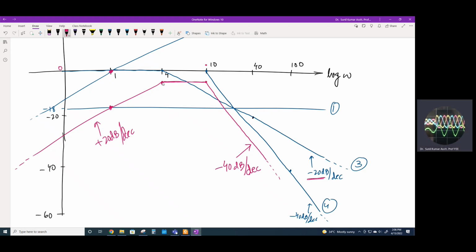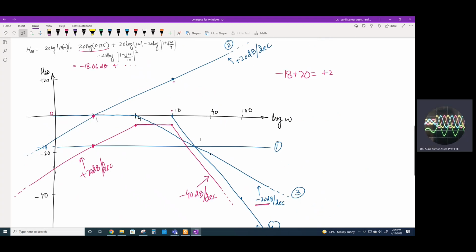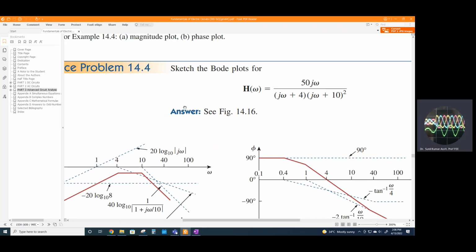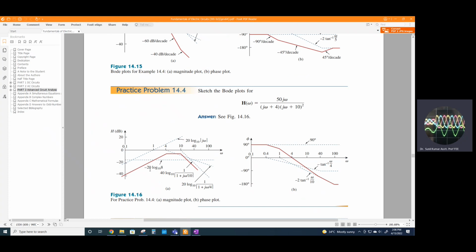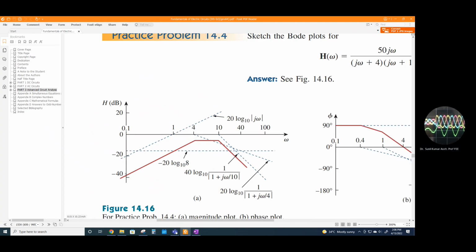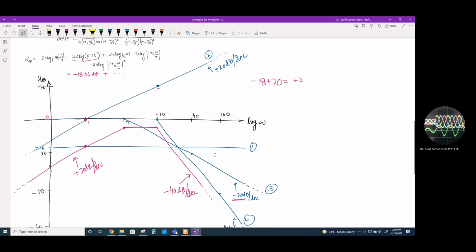So this is the overall plot of the transfer function of the given question. And let's see the answer. Okay, at 4 it becomes horizontal, and after 10 it goes with the steeper slope. Right, so this looks fine.